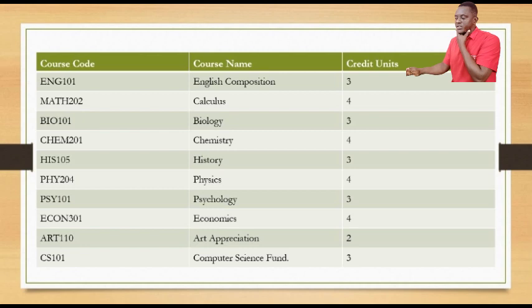Now, the example you can see on the screen is that John has 10 courses: English composition, calculus, biology, chemistry, history, physics, psychology, economics, art appreciation, computer fund. And all of these have their credit units as indicated right in front of them. For instance, psychology has 3 credit units, and then economics has 4 credit units. The meaning of it is that psychology, although it's a very important course.